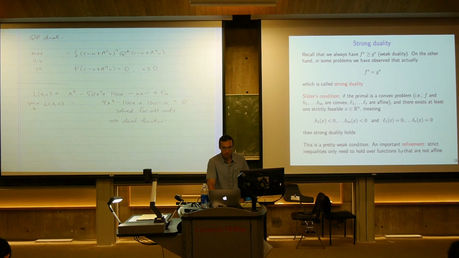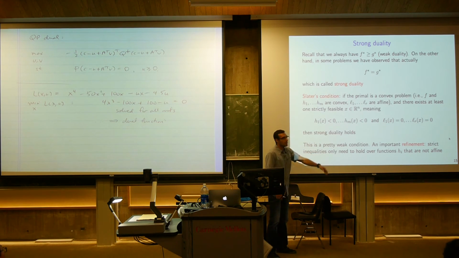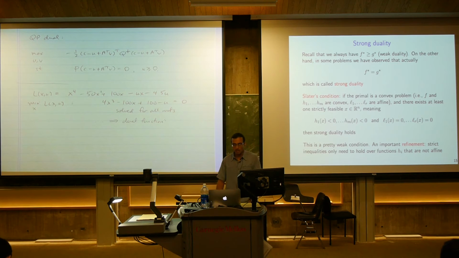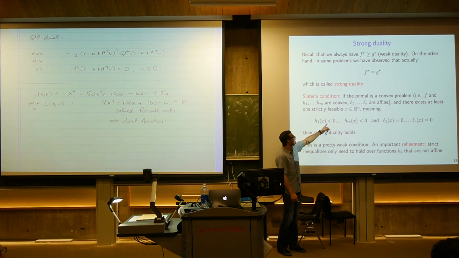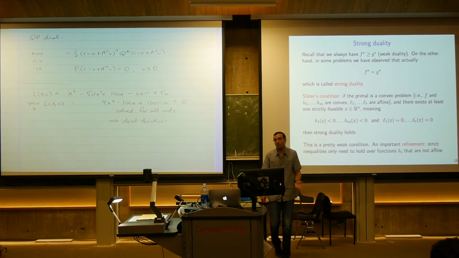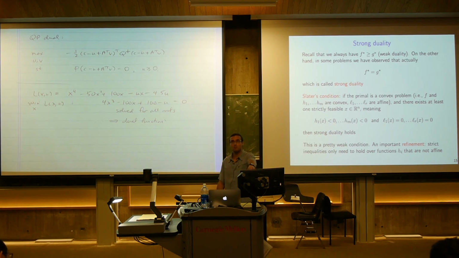Okay, and a very important refinement of Slater's condition, which we'll just call Slater's condition as well, we won't distinguish between the two, is that you only actually need strict inequalities over functions that aren't affine. So if some of these were actually affine, I only need to find a point x that makes all the non-affine inequalities strict. I could actually still have these being less than or equal to 0 at such an x that I'm trying to use to certify Slater's condition, and that would be fine. That would be completely sufficient.